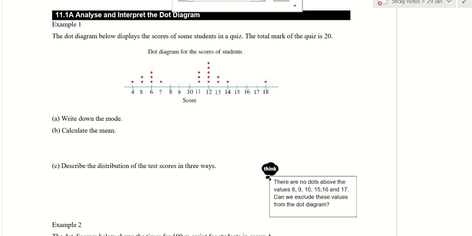So first part A, write down the mode. For the mode, we're looking for the highest frequency. Over here, visually you can see very quickly, oh, the mode is 12 marks. And then in part B, calculate the mean. No difference. Remember your formula for mean, x bar, or you can just write mean.